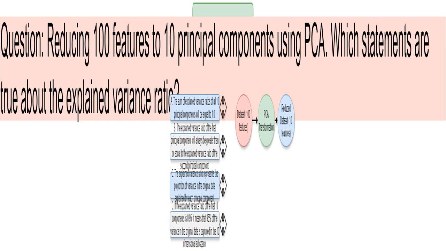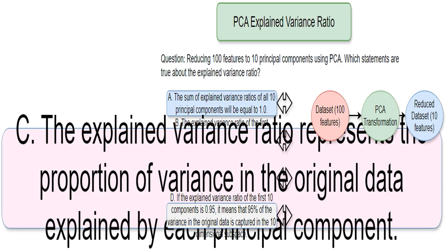This question tests your understanding of how PCA's explained variance ratio works. We're starting with 100 different things describing our data and reducing them to just 10, which represent the most important patterns in the data. This is our starting point, a dataset with 100 different features, variables, for each data point. Imagine each feature as a different aspect of something we're studying. For example, if we're looking at houses, features could be size, location, number of bedrooms, etc.